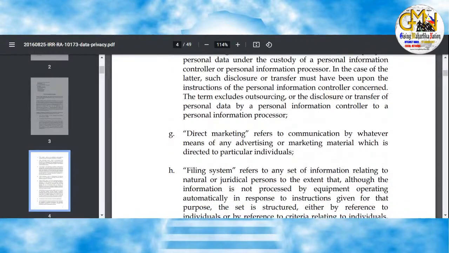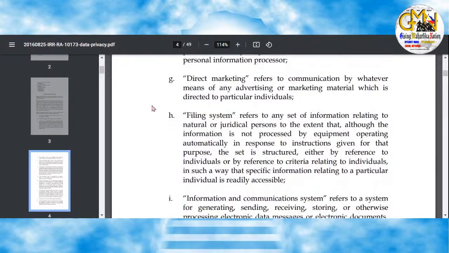Direct marketing refers to communication by whatever means of any advertising or marketing material which is directed to particular individuals.